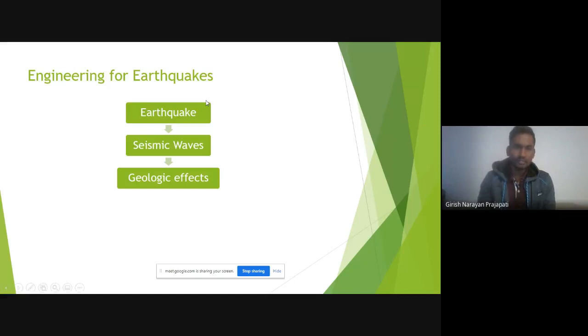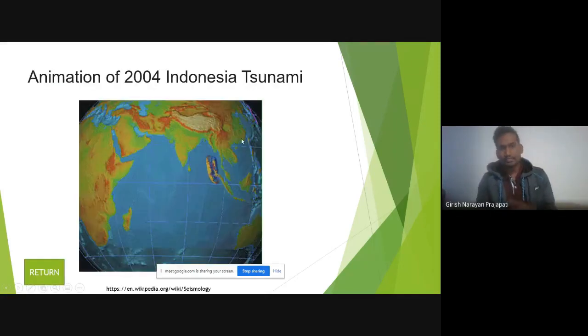For example, let us consider the Indonesia tsunami that happened in 2004 after an earthquake of 8 magnitude. You can see here briefly, when the earthquake hit, there are some waves coming out from that, and those created the tsunami which hit the eastern part of India. So these are some of the geological effects of the earthquake.